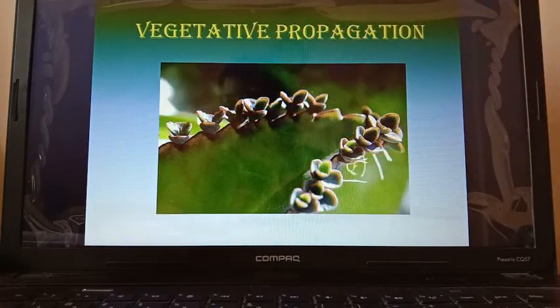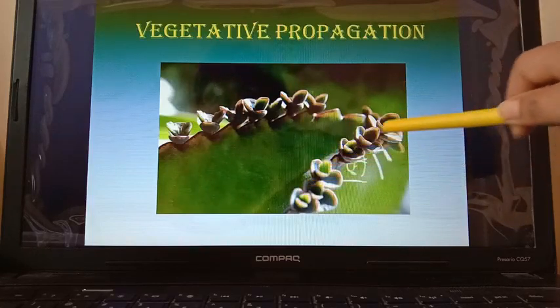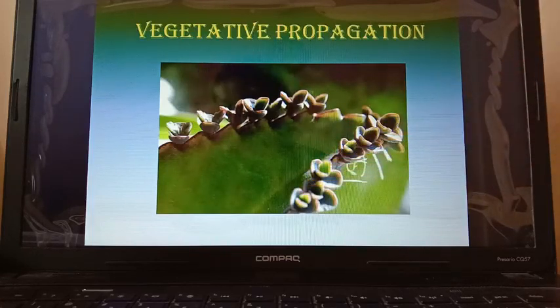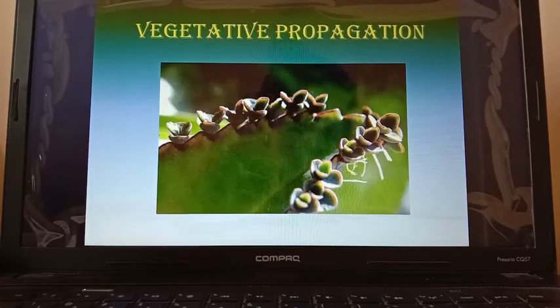When these buds are detached from the parent leaf and placed in soil, these buds can give rise to new plants with new roots and new shoots. Okay students, so by that we have completed all types of leaf modifications. Go through it and you have to practice the diagrams from the book.